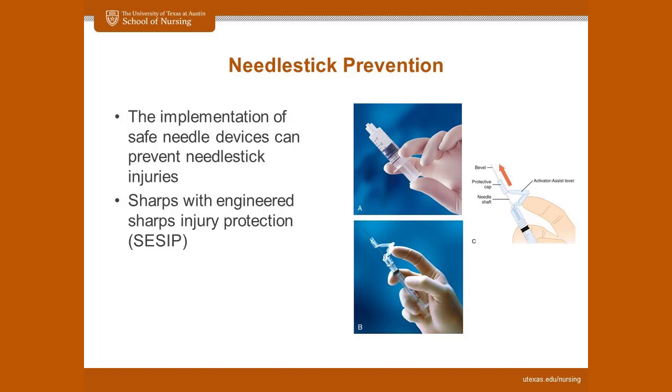A sharp with engineered Sharps Injury Protection, or SESIP, is a device that is effective in preventing needle sticks. One type of SESIP is a blunt end cannula. Another is a safety syringe equipped with a plastic guard or sheath that slips over the needle as it is withdrawn from the skin. The guard immediately covers the needle, eliminating the chance for a needle stick injury. A variety of other SESIP devices are found in needleless IV line connection systems.